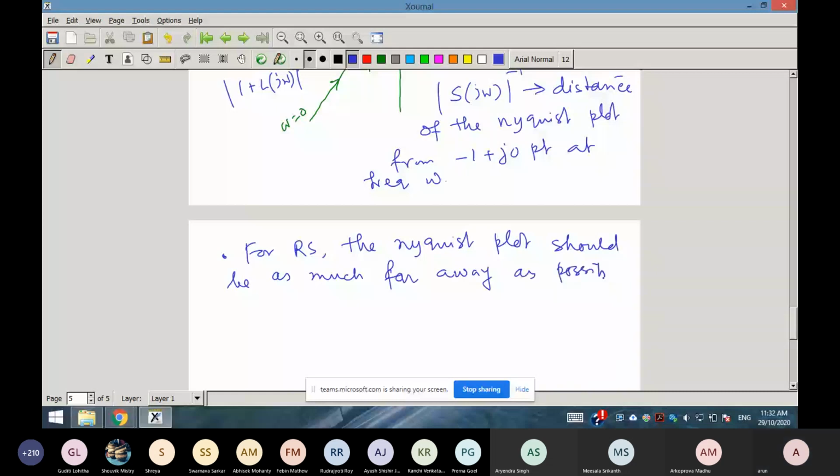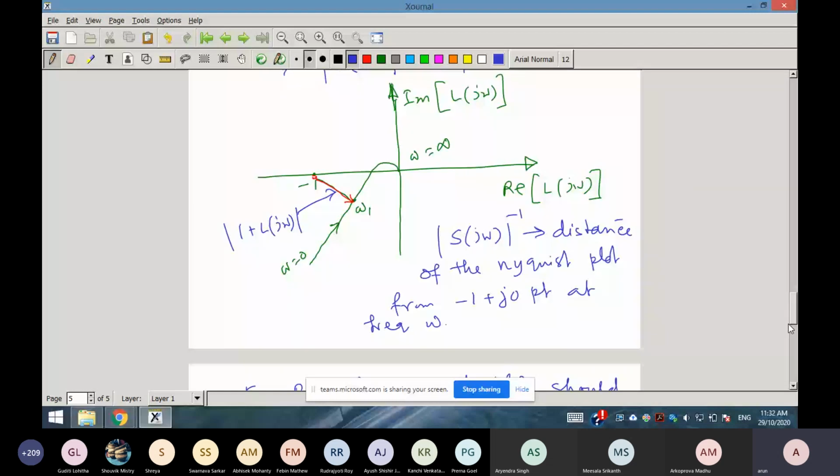So what are we interested in? Given a loop transfer function, we are interested in the minimum distance of the loop transfer function from the -1 point. S j omega inverse is simply the distance at frequency omega. So what is the minimum distance?